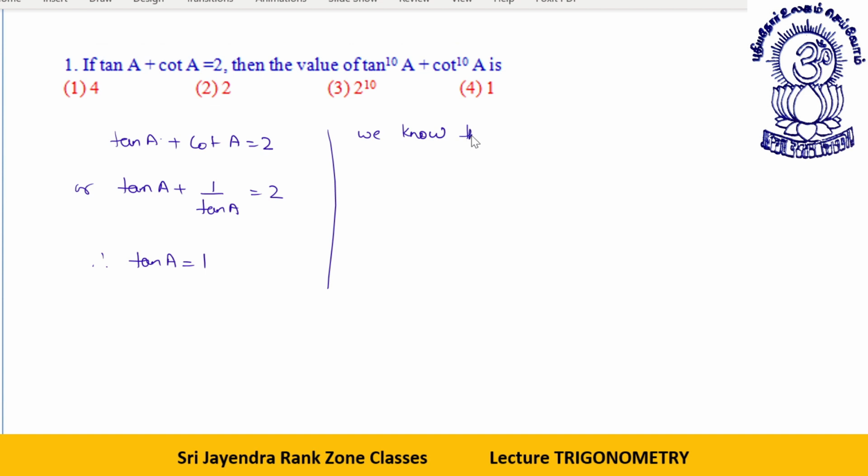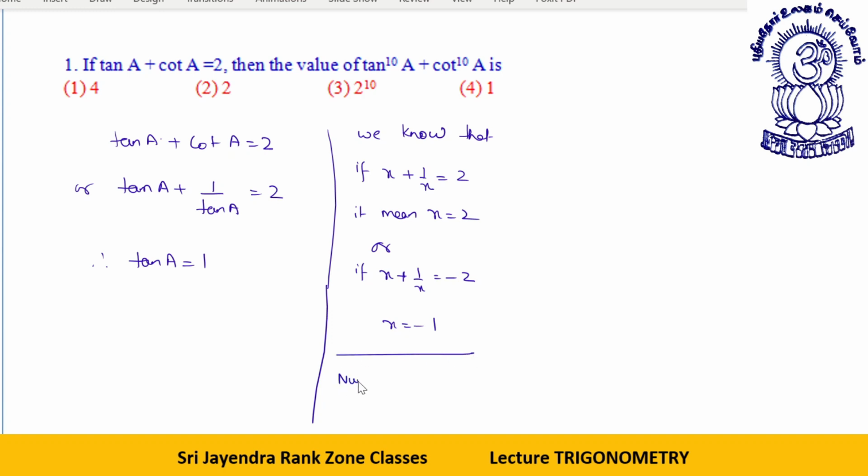we know that if any time a number x plus its reciprocal is equal to 2, it means x is equal to 1. Or if x plus 1 by x is equal to minus 2, it means x is equal to minus 1. This is the one thing. So the basic concept is a number plus the reciprocal of this number. If this plus this is equal to 2, then the number is equal to 1. Okay, so tan A is equal to 1.